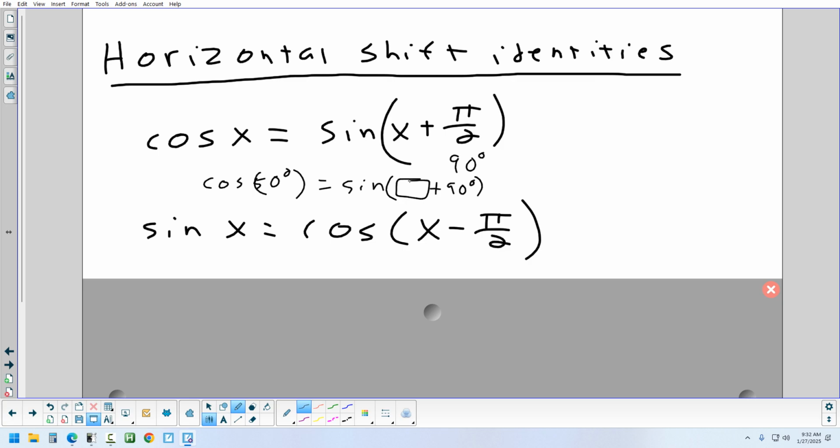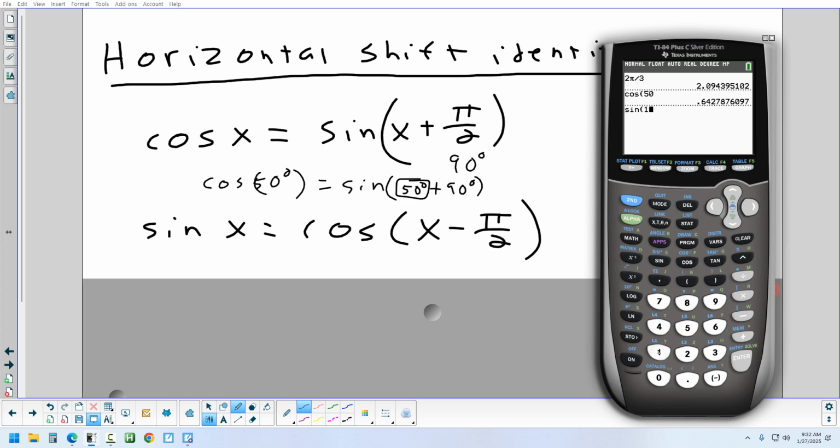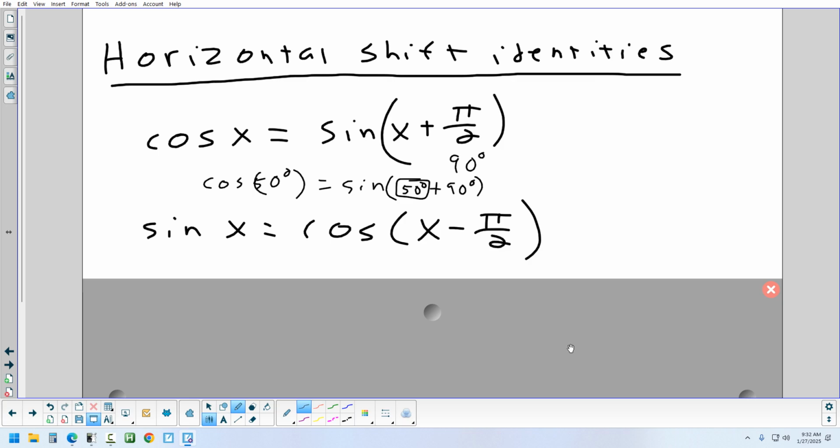So what number would you put in that box? 50 degrees plus 90 degrees, 140 degrees. All right, let's try it and see what happens. Sine of 140. There we go. We got the same answer. So that's, again, not really a proof of it. It's just showing you that if you have a cosine, you can get the same answer doing a sine.